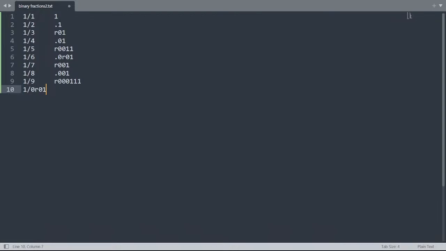1/10 is half of 1/5. So that's 0.0 rep 0z in quaternary.